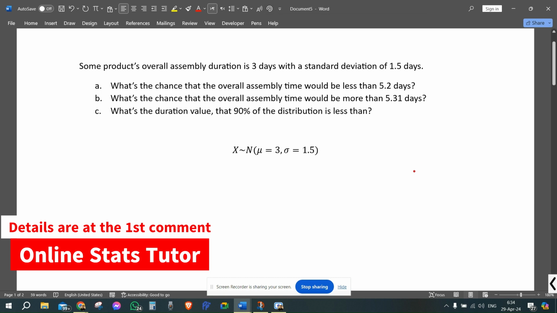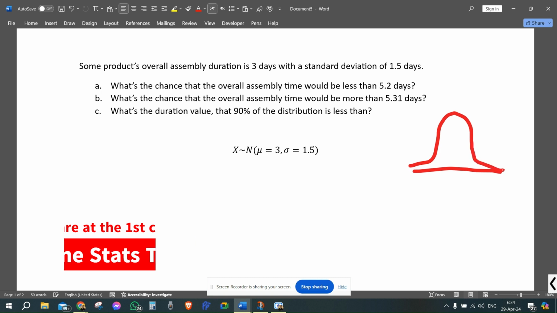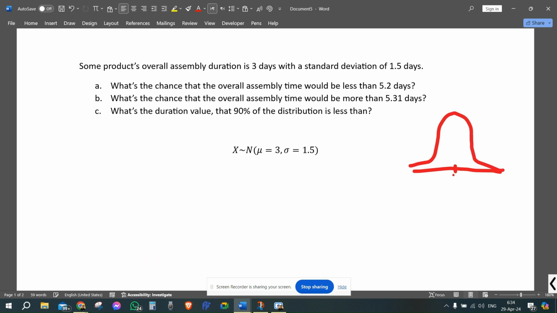So let's see. We have basically this distribution, right? This is the mean value of 3, and we're interested to see what's the chance to be less than 5.2 days, right? So effectively, we're interested in this area. You can see that this area is greater than 50%, so we know what to expect. We're expecting this to be greater than 50%. So let's see how to approach this.